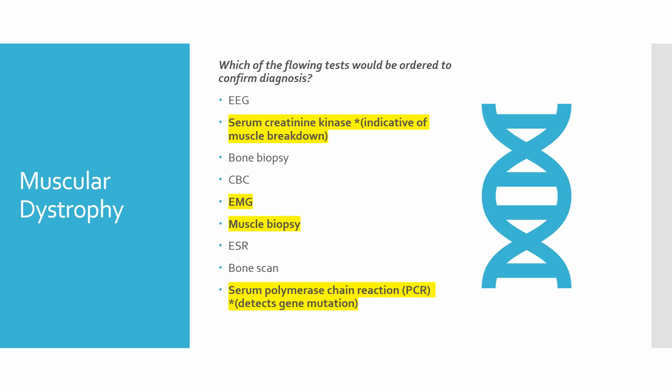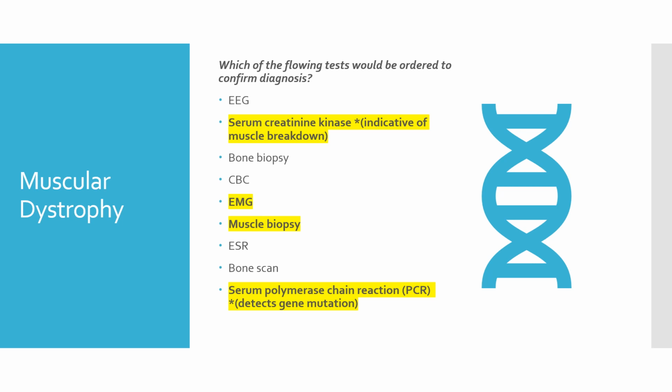So which of the following tests would be ordered to confirm diagnosis? So an EEG, no, that's a brainwave test, we're not looking at that. Serum creatinine kinase, so that's indicative of muscle breakdown. So that would be one of our tests to confirm. Bone biopsy, no, not affecting our bones. This is more our muscles. Complete blood count, nothing that would be definitive on a complete blood count.